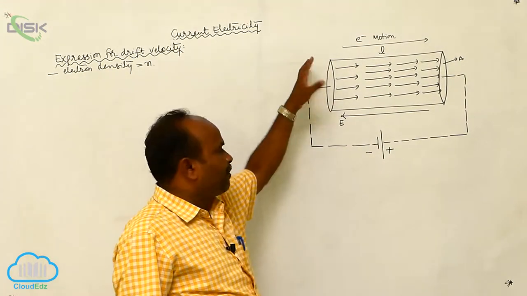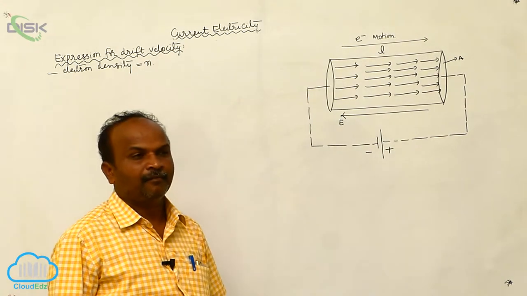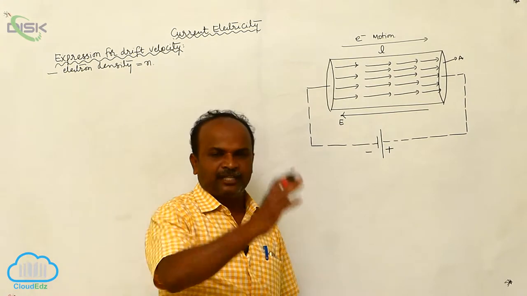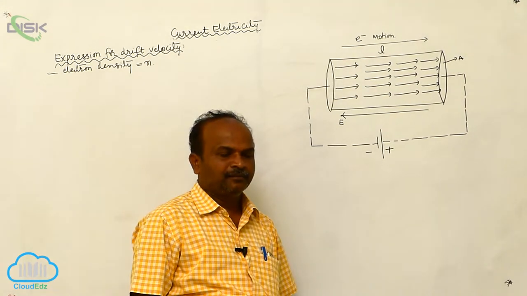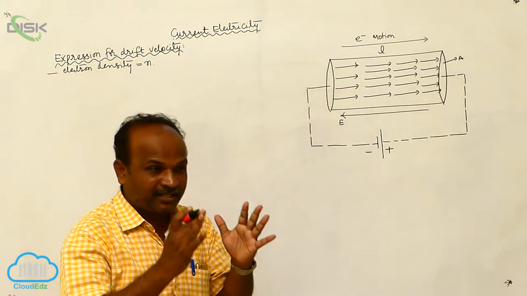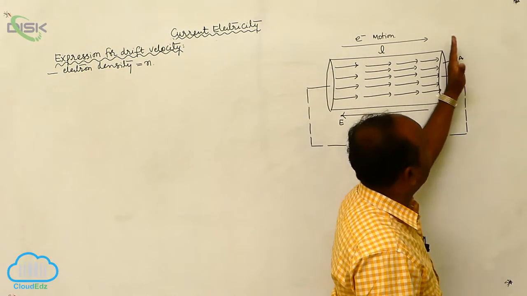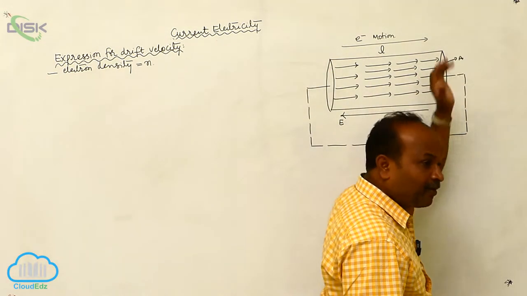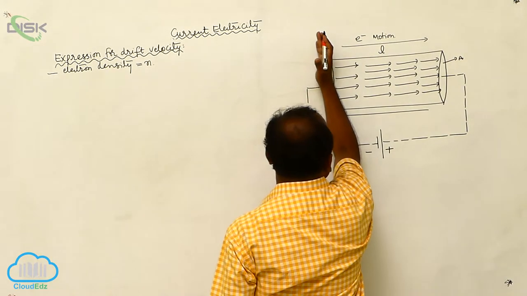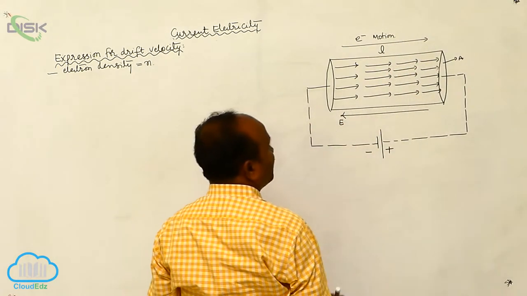Whenever we apply a battery across a conductor, an electric field is applied on every charged particle. Those charged particles then travel with a constant speed in a specified direction, opposite to the electric field. In this case, the electrons travel from one end of the conductor to the other end.